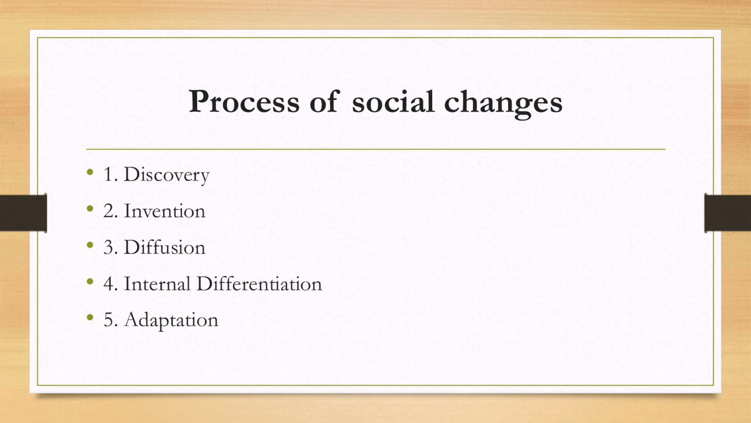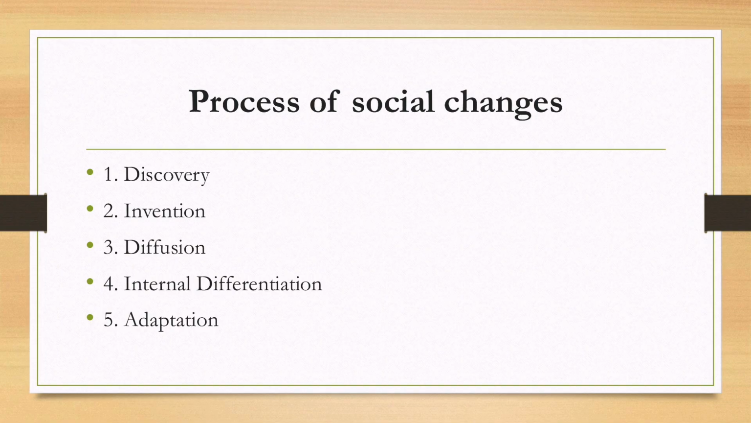Now we will move to the process of social changes. So these are the ways through which social change takes place. First one is discovery. So finding new knowledge or facts will be helping to the changes in the society. For example, discovery of germs will be leading to better hygiene and also the healthcare. Second one is invention. That is creation of the new ideas, tools and technologies. For example, invention of the vaccines will be improving the public health.